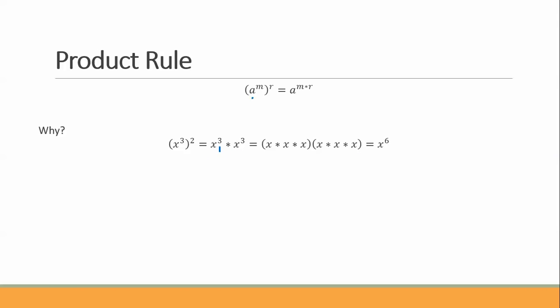If we used our product rule, we could do 3 plus 3, which is 6, or we can go all the way down to the definition and do x cubed is x times x times x. Another one is x times x times x. X is multiplied by itself 6 times here, so it's x to the 6th. But notice that 6 is 3 times 2.